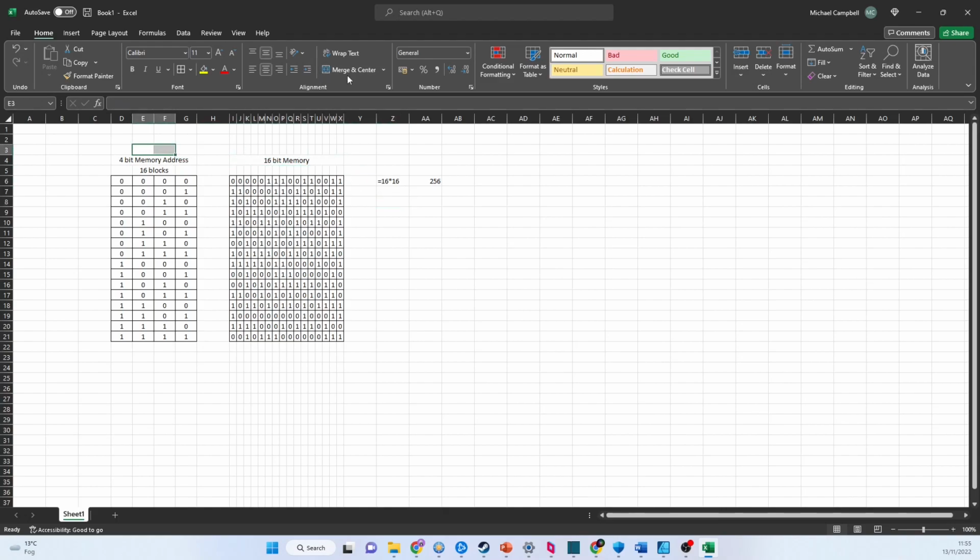So this should be the line number and this should be the word length. I'll put those above it so you can see it: the line number on the memory address bus and the word length on the memory. Right, hopefully that was good.